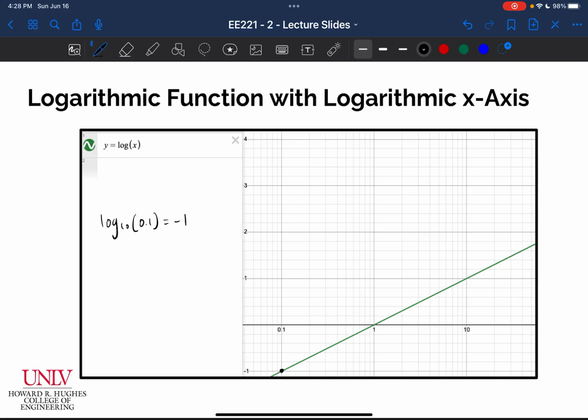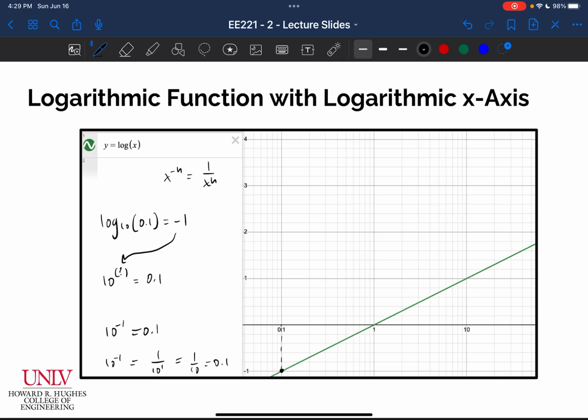What does that mean? Well, I know that base 10 to the what, right? This question mark here gives me negative 1. It gives me 0.1. That's saying that this value here is negative 1, right? Well, that's the case. 10 to the negative 1 is equal to 0.1. If you recall, x to the minus n is the same thing as 1 over x to the n. So 10 to the minus 1 is the same thing as 1 over 10 to the 1, which is 1/10, which is 0.1. So that checks out.